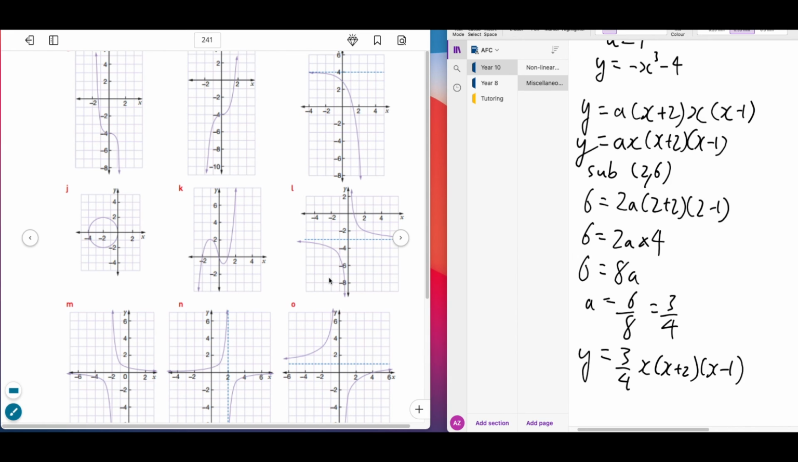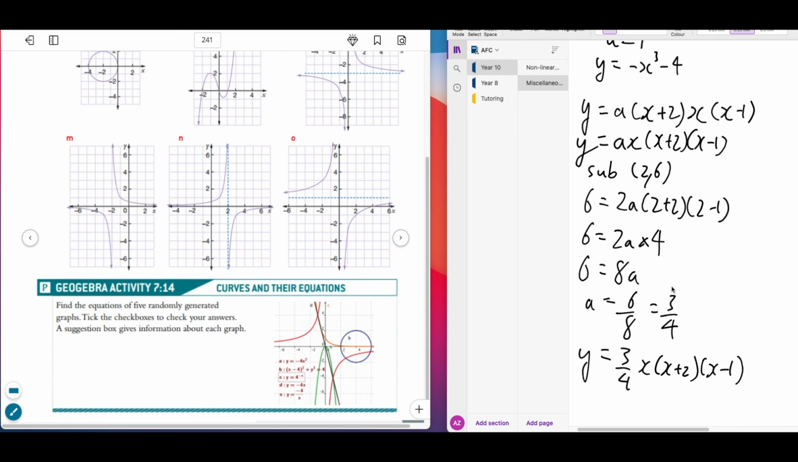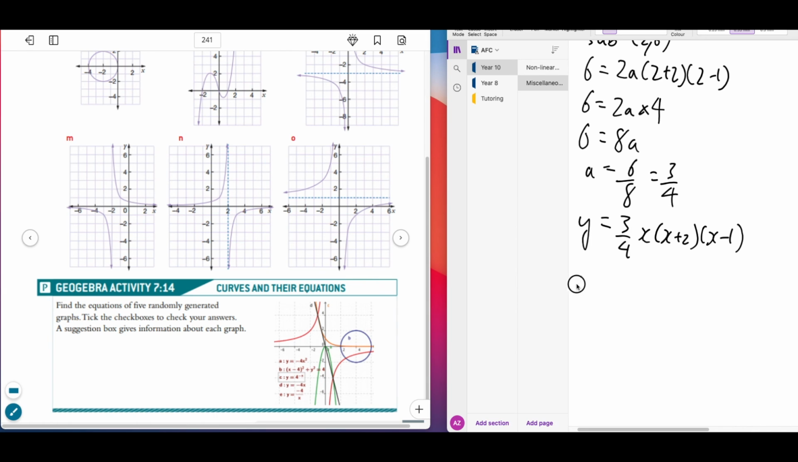Let's take a look at another question. Let's say question O. Okay. So let's take a look at question O. So for this question, we know it's a hyperbola. So we can write this as, so think about it. This is a hyperbola that's in the second and fourth quadrant. So you should start with y equals minus k over x. Right? And because it's shifted up 1 unit, you can write plus 1. Right? And now you just have to solve for k.